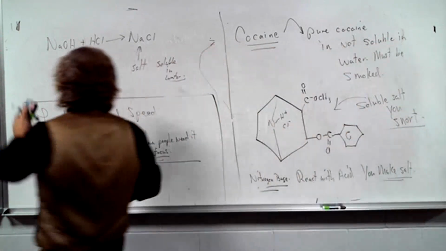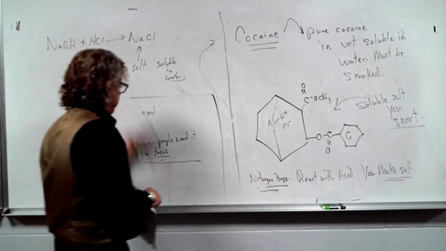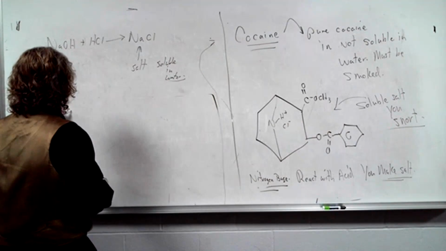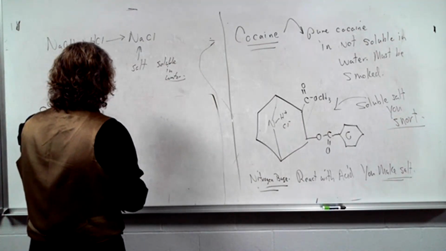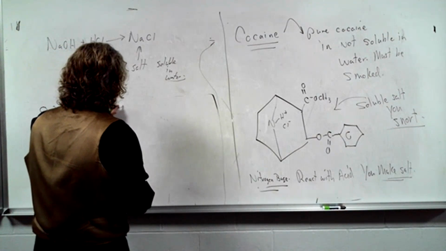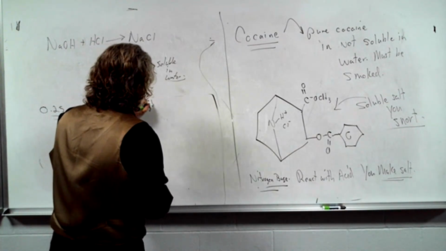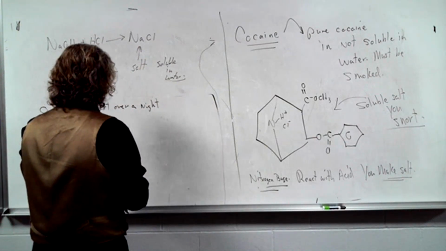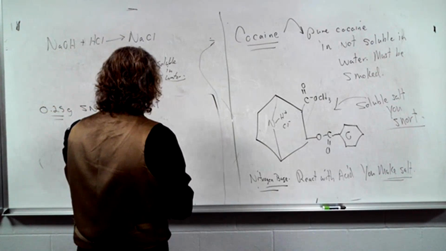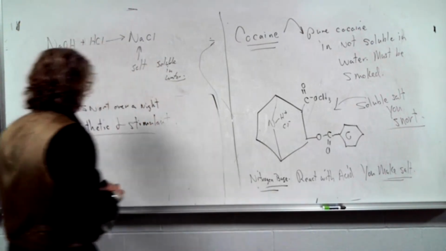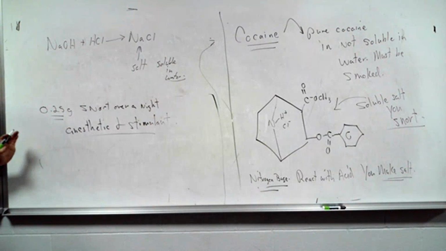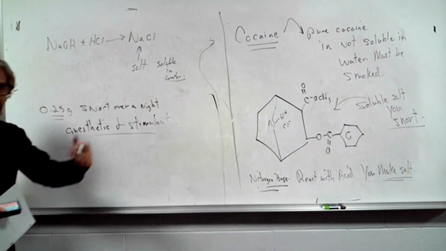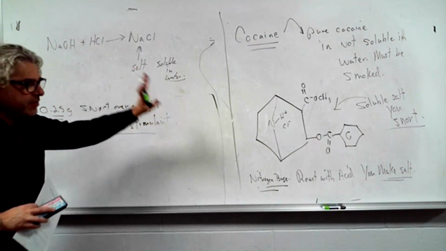Now, what do you got with cocaine? Well, let's say you have 0.25 grams, you snort over a night. It's a bit of an anesthetic and a stimulant. And this is the classic stuff that you ever see in movies, Scarface, etc., the white powder. They would make it for the Americans in South America in a snortable form.